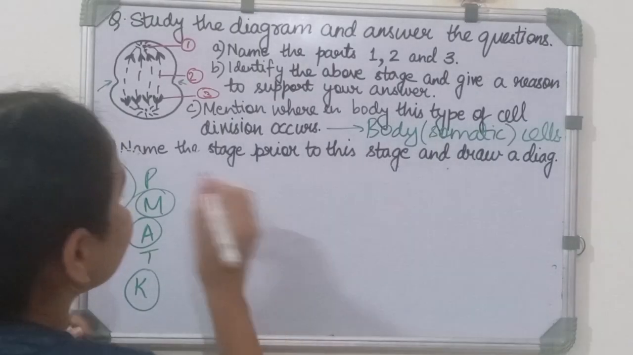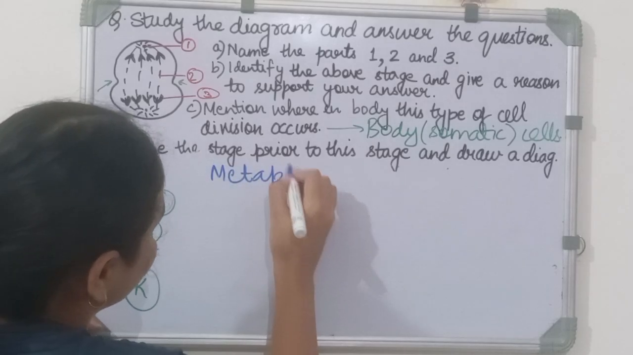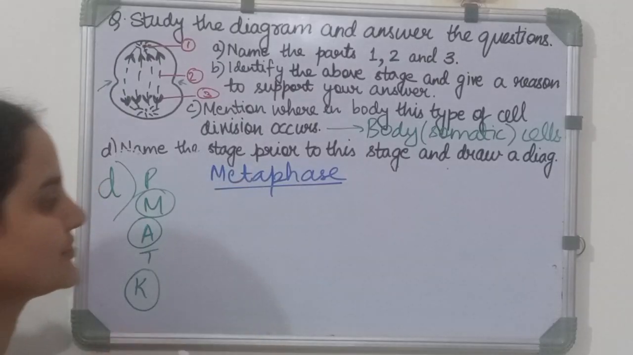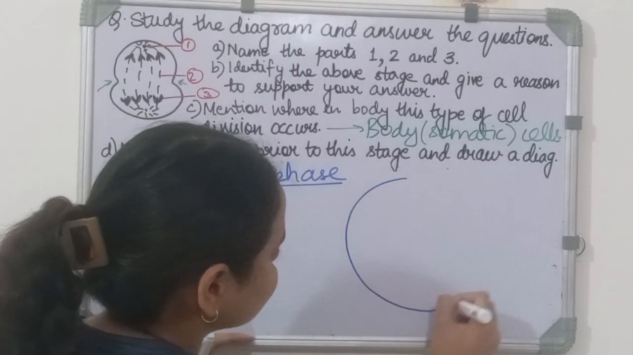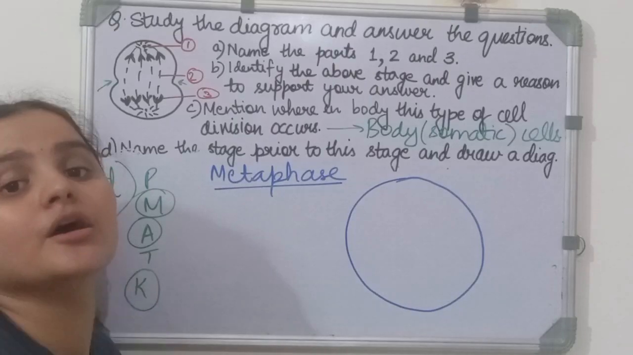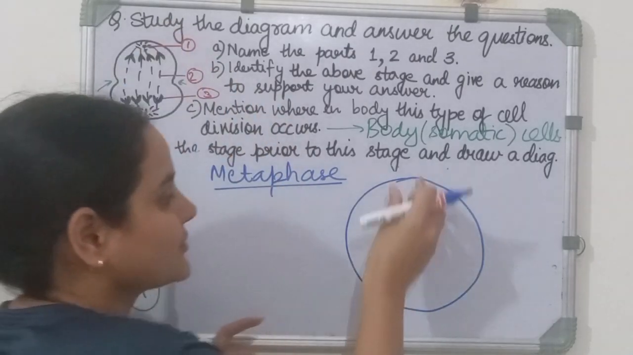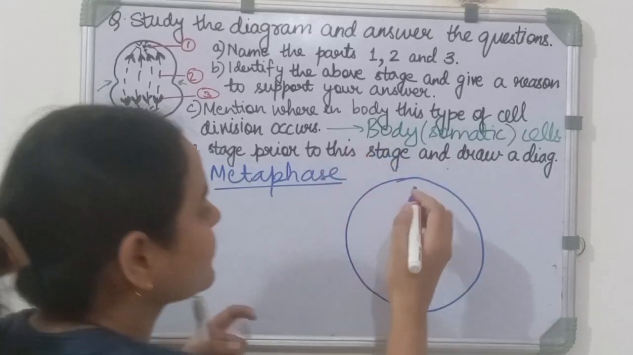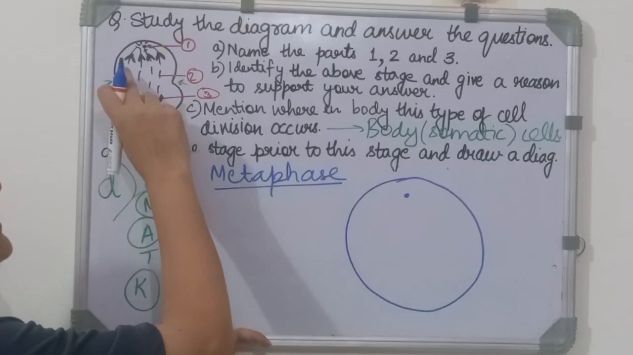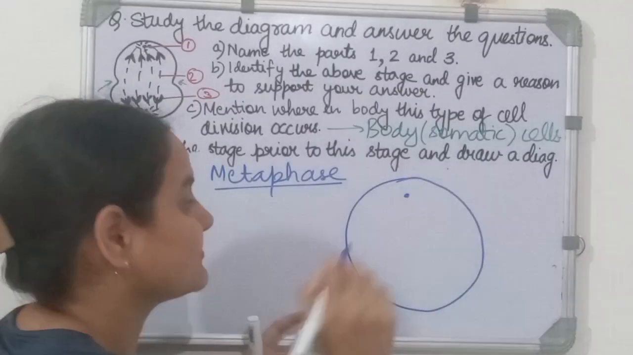So let's write it. Name the stage. So the stage is metaphase, and we have to draw the diagram of metaphase. So let's draw. This is the cell membrane. Okay, in metaphase what happens? The chromosomes arrange themselves in one plane at the equator. So this is the one plane, and here the chromosomes will arrange themselves. So from the diagram we can see four chromosomes. So we will draw 4 chromosomes. Remember this.